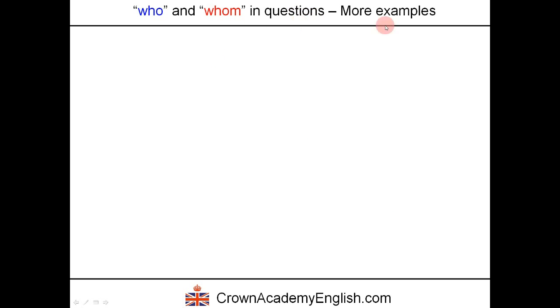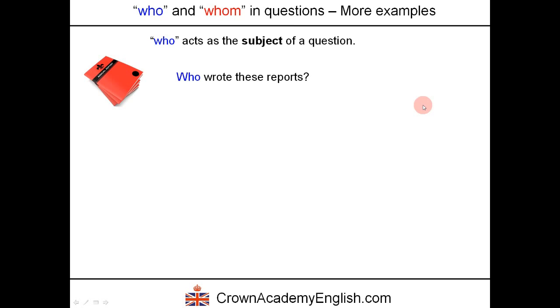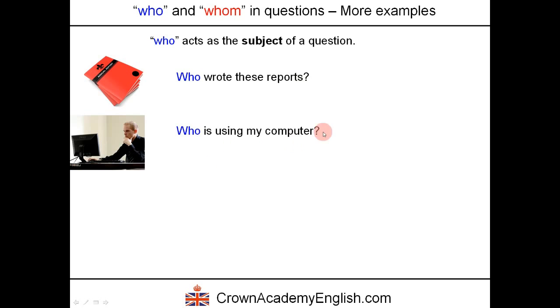Now let's look at some more examples in questions. So remember, who acts as the subject. Who wrote these reports? So we have the subject, verb, and reports is the object. Who is using my computer? Who is the subject. Is using is the verb. My computer is the object. Easy.